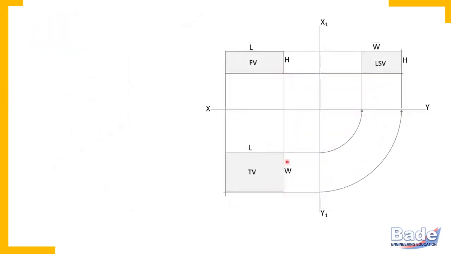Now front view, top view and left side view. In the first angle method of projection, as you know now, the top view appears below the front view and the left side view appears on the right side of the front view. Now these three views are of this object. Now length doesn't mean longest dimension. Length means the dimension of the object parallel to the length axis.